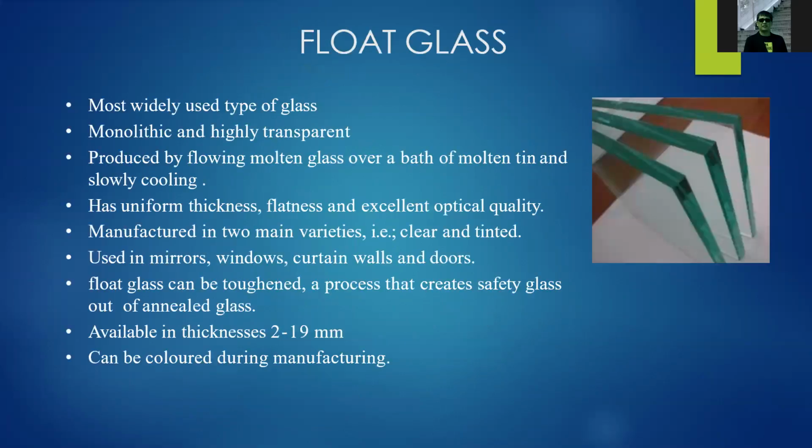Float glass is the most widely used type of glass. It is monolithic and highly transparent, produced by flowing molten glass over a bath of molten tin and slowly cooling it. It has uniform thickness, flatness, and excellent optical quality. It is manufactured in two main varieties, clear and tinted, and is used in mirrors, windows, curtain walls, and doors. Float glass can be toughened, a process that creates safety glass out of annealed glass. It has variable thickness, about 2 to 19 millimeters, and can be colored during manufacturing.